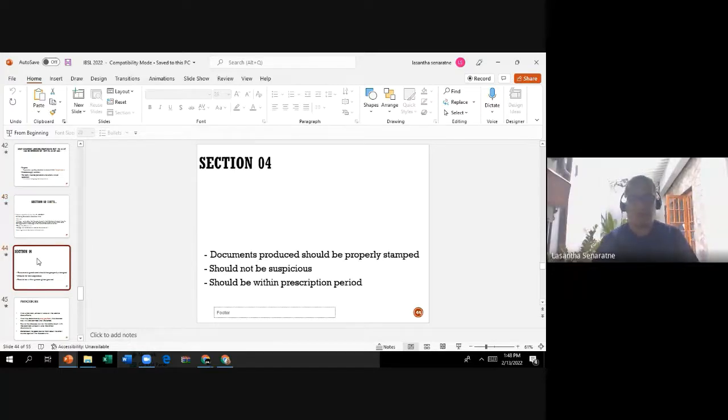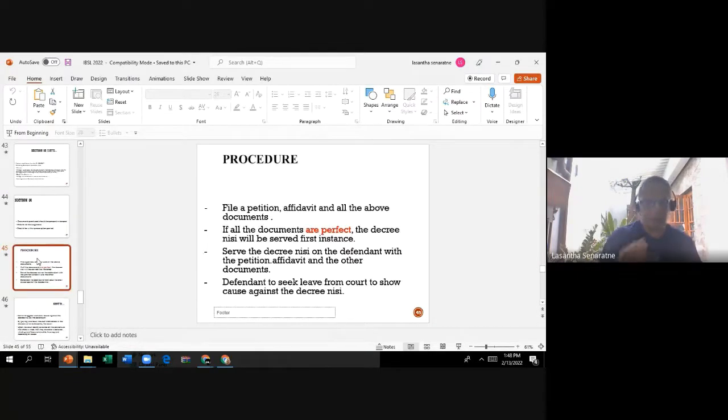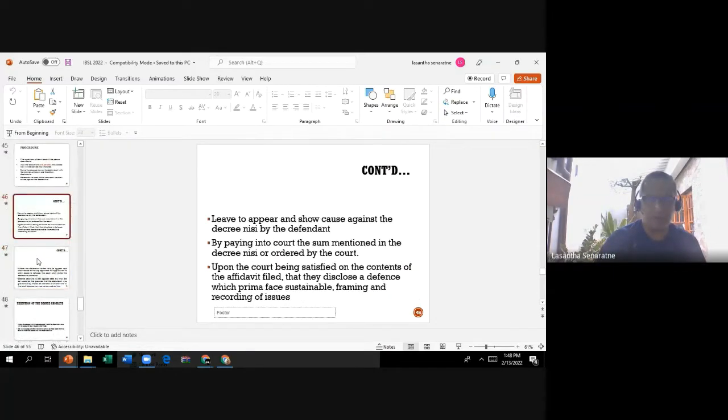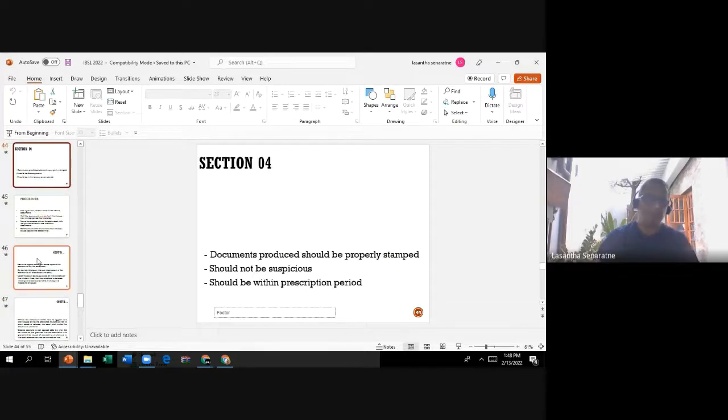Then section 4 says documents produced should be properly stamped, should not be suspicious, should be within the prescription period. Now, prescription period is where, if you have an agreement or a mortgage bond, you have a timeline of 6 years to take action. If you have a check, it will be 3 years. If you have a casual type of transaction, it will be 3 years. So normally the instrument should not be prescribed.